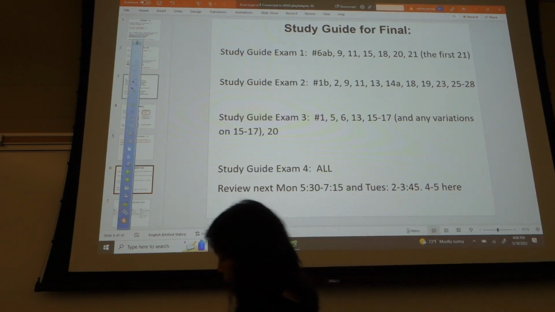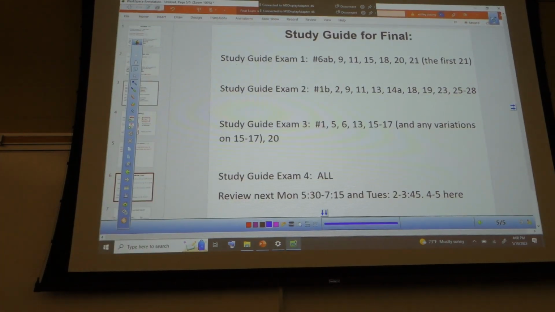This is the study guide for the final. These are the problems you need to know from the previous study guides. So that basically is the study guide. Oh, sorry, this should be 5 o'clock.